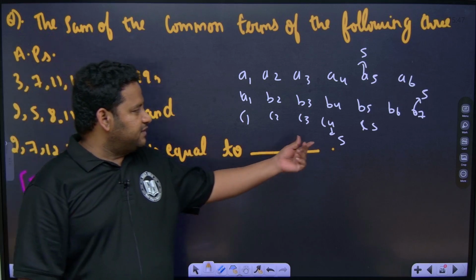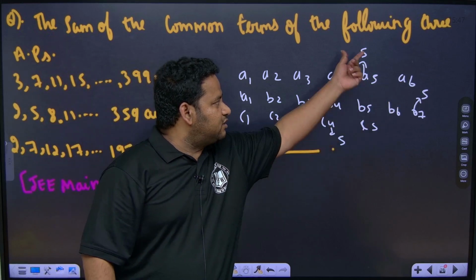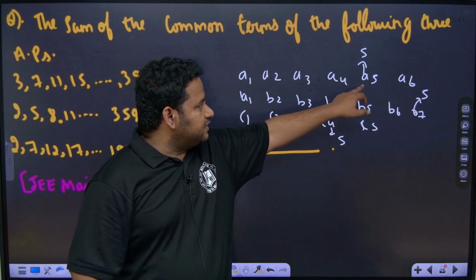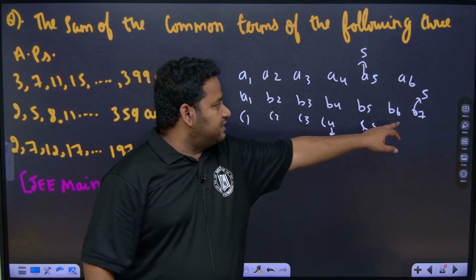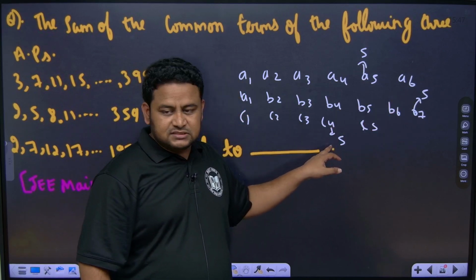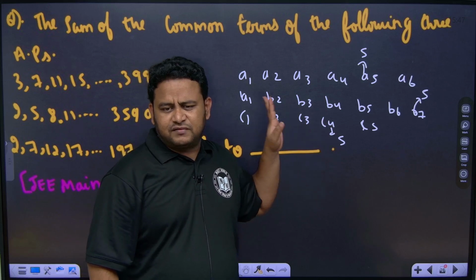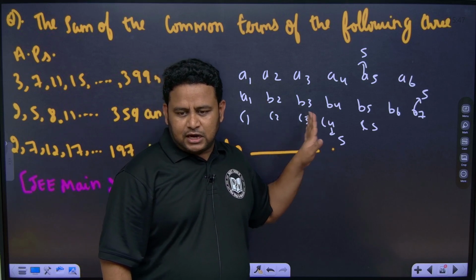So that is the meaning. The common term here is 5, here also it is 5, and here also it is 5. But here it is the fifth term that is 5, here it is the seventh term, and here it is the fourth term. This is the meaning of common term. Clear? I hope it is clear now.